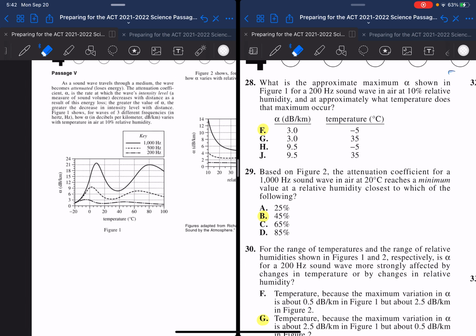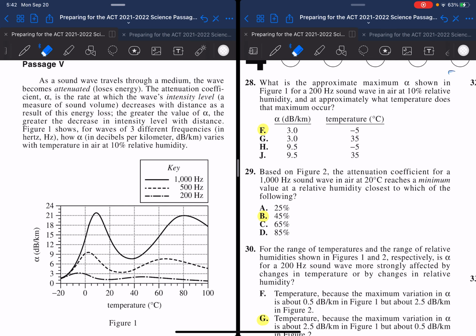So this passage says, over here on the left, as a sound wave travels through a medium, the wave becomes attenuated, that is, loses energy. And so the attenuation coefficient, alpha, and for most people just treat it as a letter A, is the rate at which its intensity level, that is its volume, decreases. So it says figure 1 shows for 3 waves of different frequencies how A varies with temperature in 10% relative humidity. So that's going to be important because for figure 1, the entire time the relative humidity is 10%.